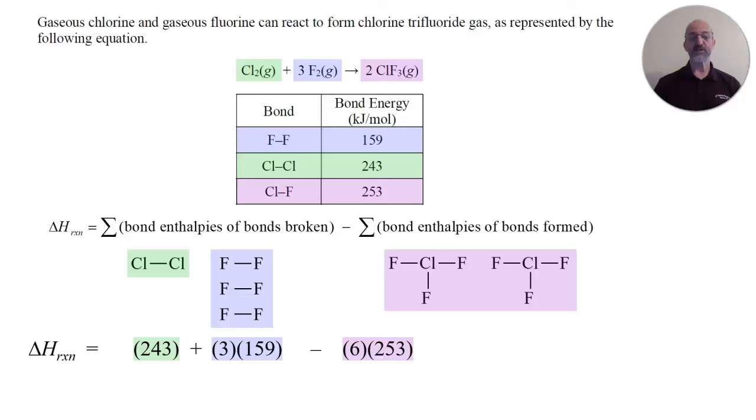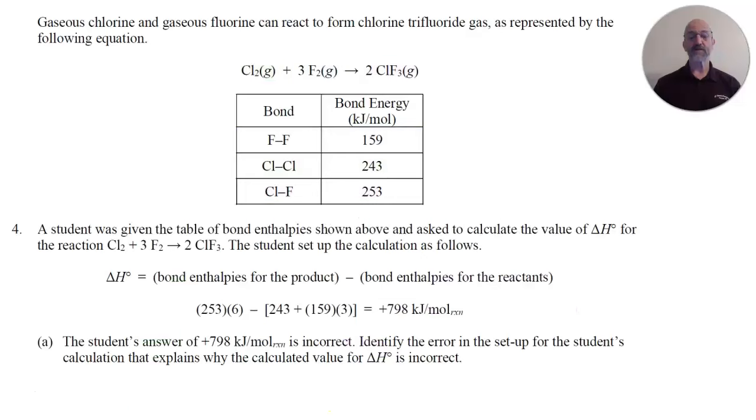So here is the math involved for this question. The delta H is equal to 243 plus 3 times 159, and then minus 6 times 253. Now, when I do that math, I get 720 minus 1,518, which gives me an answer for delta H of negative 798 kilojoules per mole of reaction. And if you look at what the student did wrong, the student got a value of positive 798 kilojoules per mole of reaction instead of negative 798 kilojoules per mole of reaction.